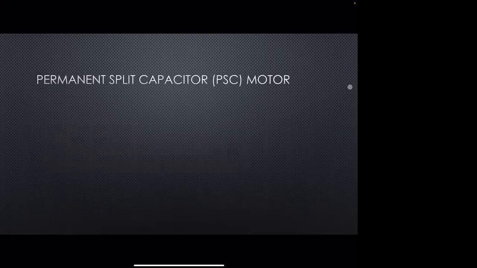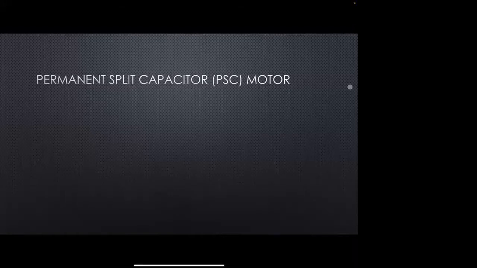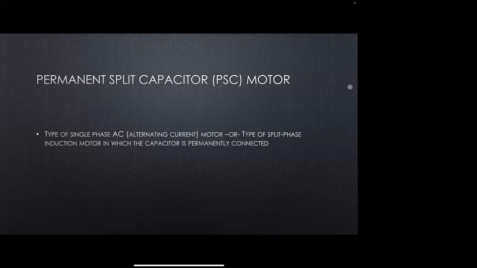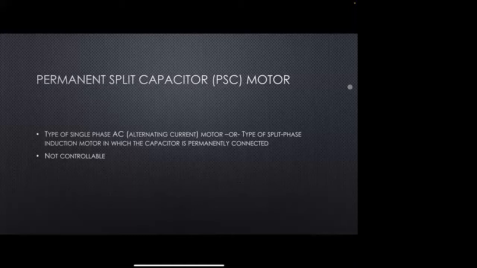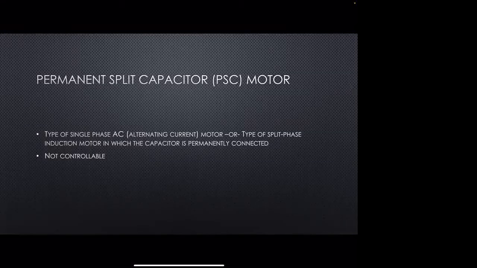So let's start with a motor that is in a lot of homes right now that we're slowly getting rid of and upgrading to the new EC motors, and that's the PSC motor. It's a permanent split capacitor motor. That's a type of single phase alternating current, or AC motor, or a type of split phase induction motor in which the capacitor is permanently connected. This motor is not controllable through a wide range, so it does not vary speeds. There are no intermediate speeds there.